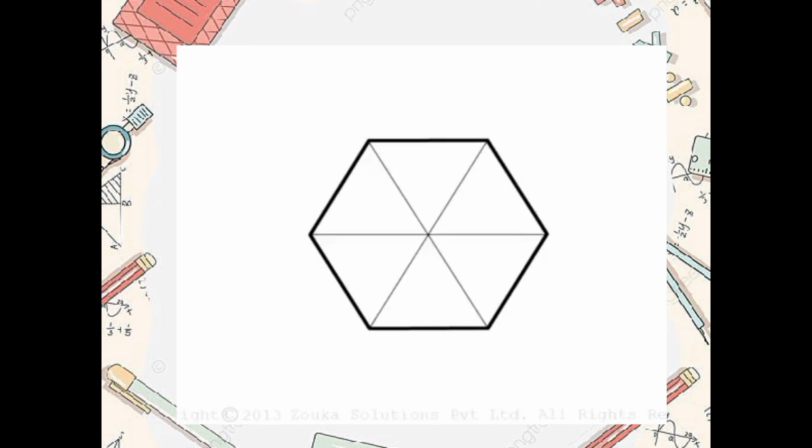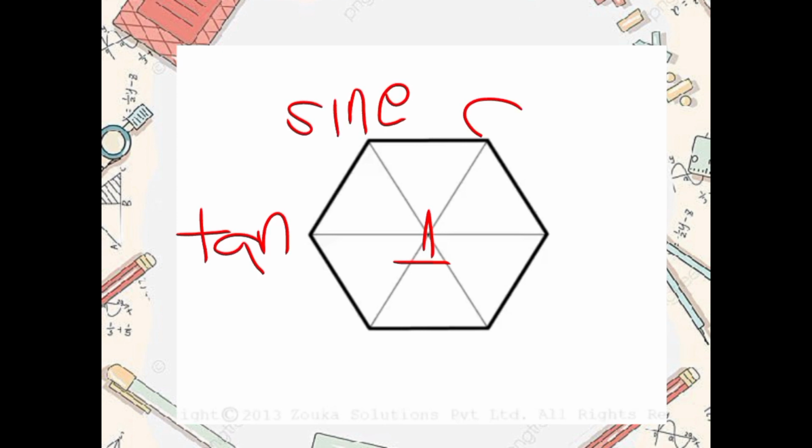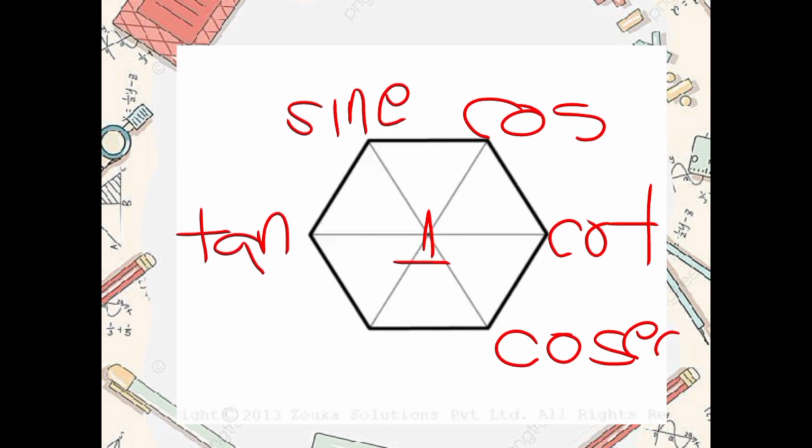Next, we draw the super hexagon and write 1 in the center. And write tan is equals to sine by cos, and since cot is opposite to tan, and since all this is on the right side of the hexagon, we write cosec here, and what remains is the sec.